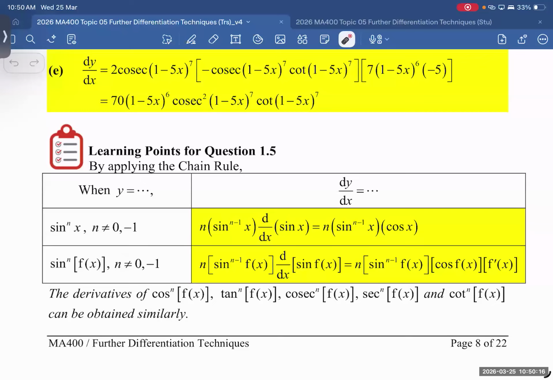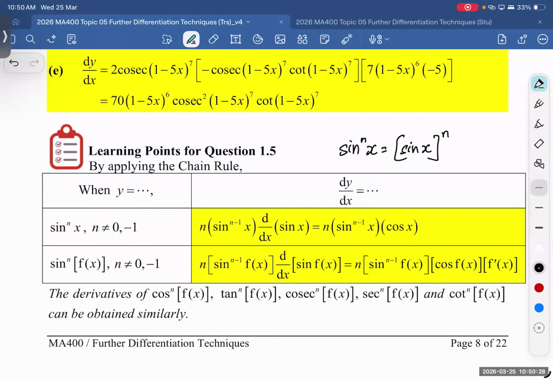The idea is basically the same. When you look at sine n power x, this is sine x, the entire thing to the power of n. You must try to see this as an outer layer. It's a little confusing in trigo. Sine n to the power x is not the same as sine of xn. They are different. This is a sine of a power function. This is a sine of a function power x.